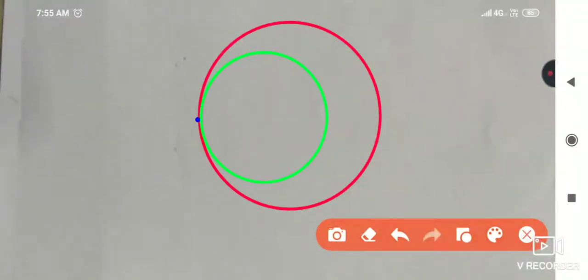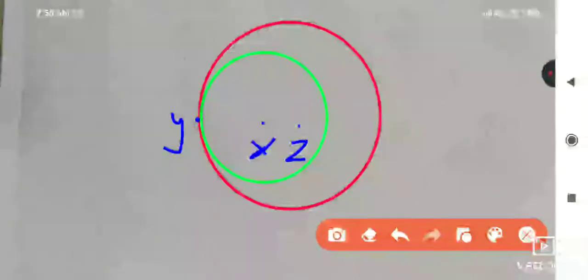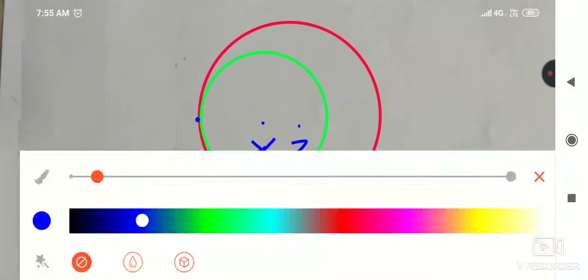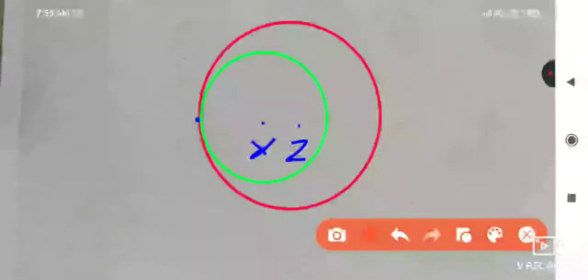Suppose this is the point where they touch each other, point Y. The center of the small circle is X, and the center of the big circle is Z, suppose. Now if I draw the line, here I will write the name Y.